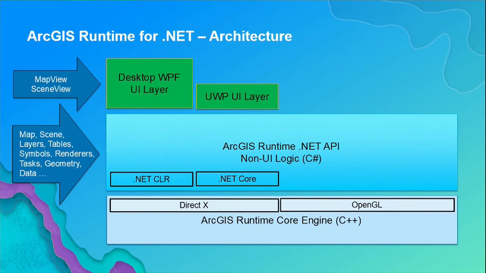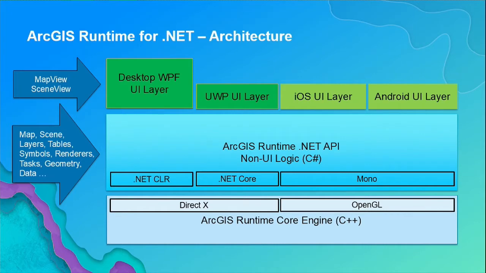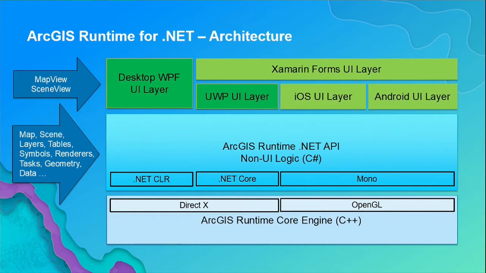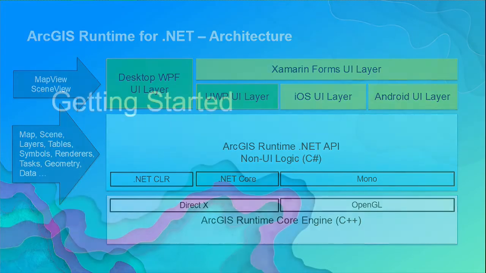Okay, so what about Xamarin? How does Xamarin fit in here? Well, remember, Mono gives us the ability to port .NET onto non-Windows platforms. So Mono can contain those same objects, and then we have a UI layer for iOS and for Android that contains those same GeoView controls. Throw Forms on top of that, and now Forms, remember, supports iOS, Android, and UWP. So that's the high-level view of the runtime architecture.